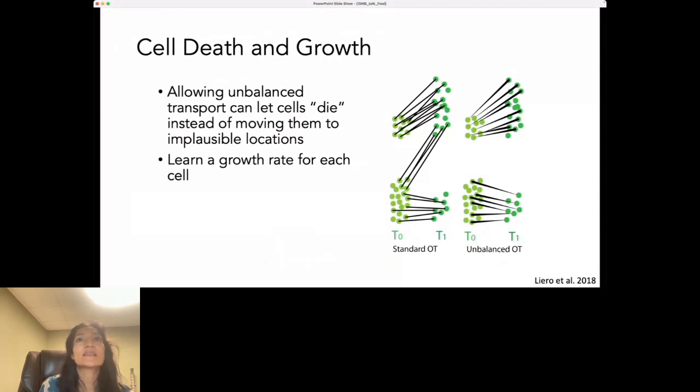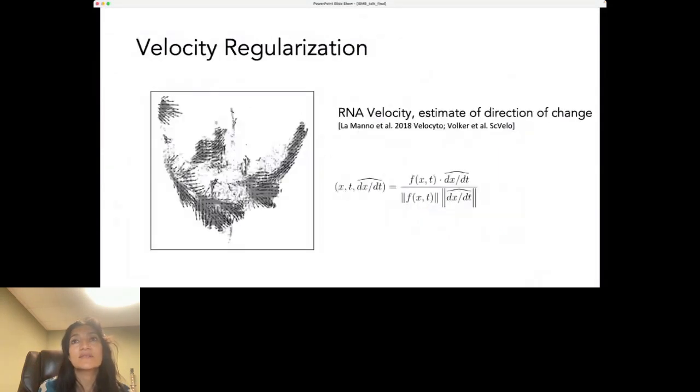So in order to add cell death and growth, we can allow imbalanced transport. And we can actually continuously learn a growth rate for each cell, which turns the system into a PDE, but we've actually shown that we can do that. And if you have complementary measurements like RNA velocity, you can regularize to those. You're penalizing to match the RNA velocity that you get.